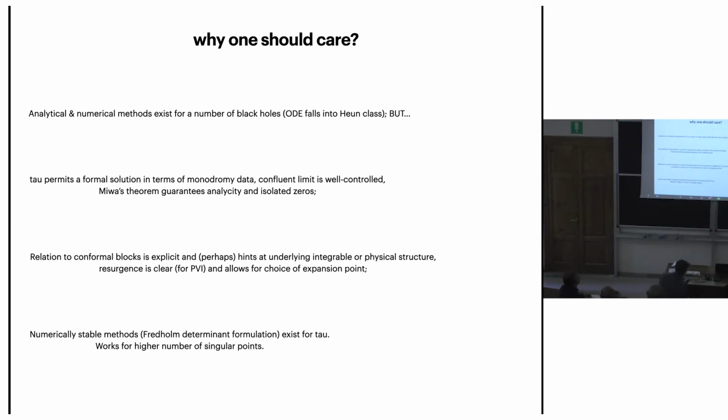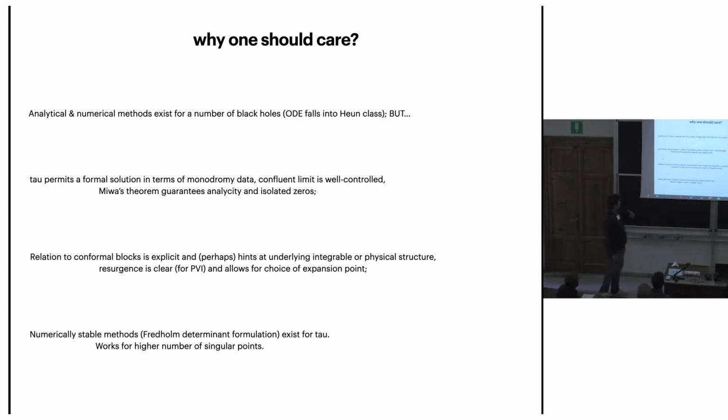Okay, so the point here is that the tau function has 20 years or 30 years of work into it. For instance, you know that the tau function is actually meromorphic in the complex plane, and the zeros of the tau function are all isolated. Sometimes they cluster, they get together, but in principle they are isolated. So methods to find roots, numerical methods to find roots, usually work very well.